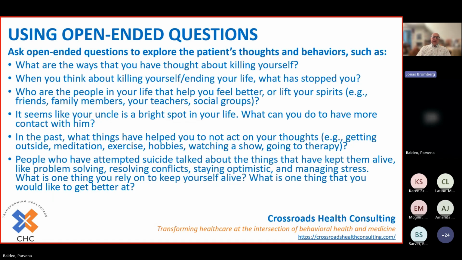Here are some examples of open-ended questions that cover some of the same domains: thoughts and behaviors, availability of support, who's there for them, who they can count on. This begins to get into some of the things that are either protective factors or elements of resiliency: the things they've done and have experience with that help keep them alive, help keep them optimistic, and the things they rely on to keep them safe. So these are examples of those types of open-ended questions.